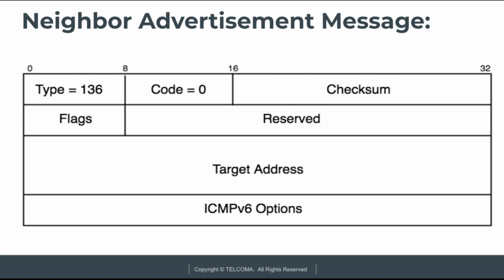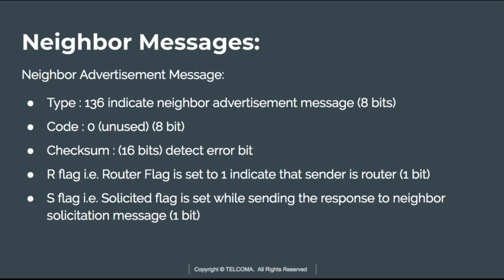This is the neighbor advertisement message having the type field equal to 136, code equal to 0, the checksum field, then a flag field, which is the additional field here, a reserved field, the target address and the ICMP version 6 option. Let's discuss this in detail. The type field value 136 indicates that this is a neighbor advertisement message and it is 8 bits. The code is equal to 0, meaning it is an unused field. Checksum is used for detecting errors. Then there is the flag field.